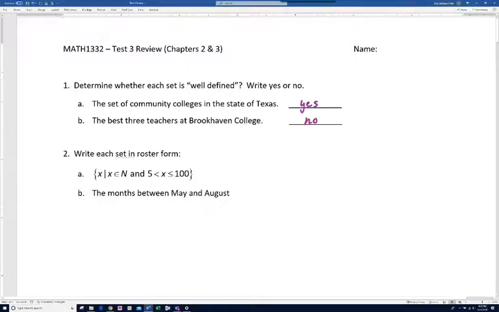So in roster form, we would start with 6, 7, and 8, and then we'd do our ellipsis, the 3 dots. Notice we're not including 5 because it doesn't have an equal symbol by the 5. And then 100 is included because there is an equal sign there. So on part B, it says the months between May and August. Now remember, in mathematics, between means in between, and so we can't include May and August, so this is just going to be June and July.